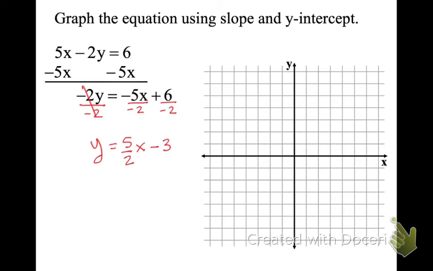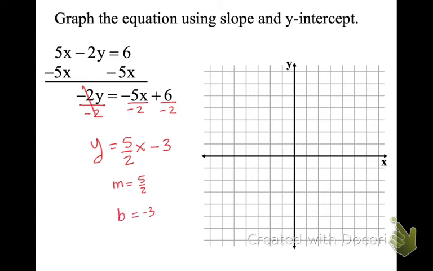-3. So 6 divided by -2 is -3. So now we do our m equals 5 over 2, and our b is -3.